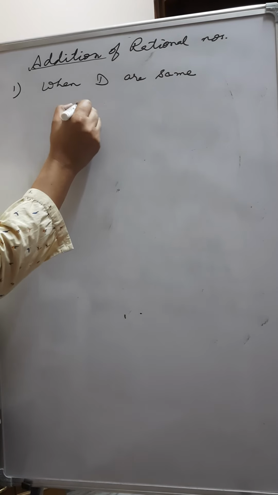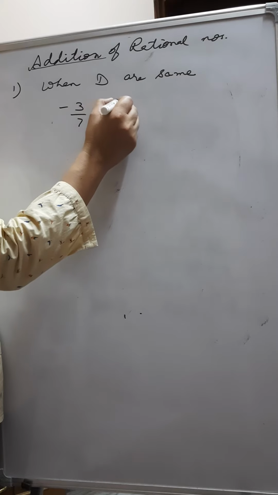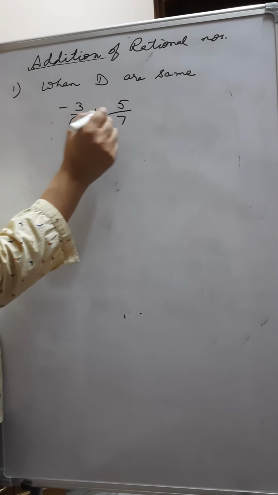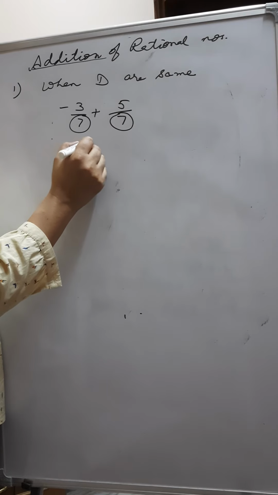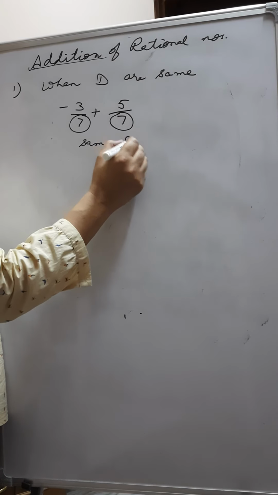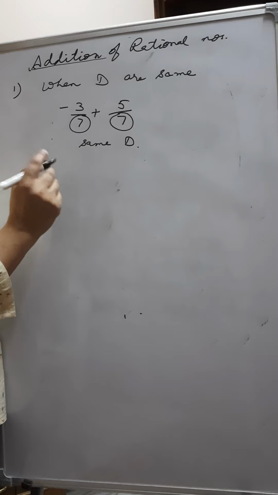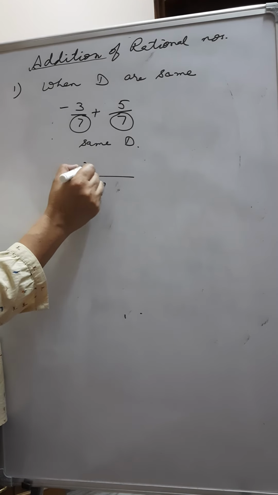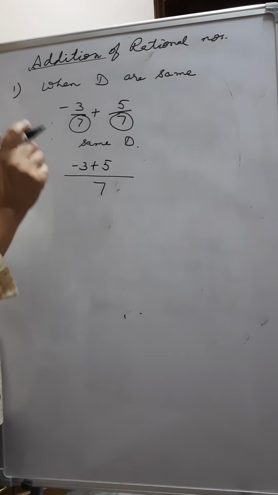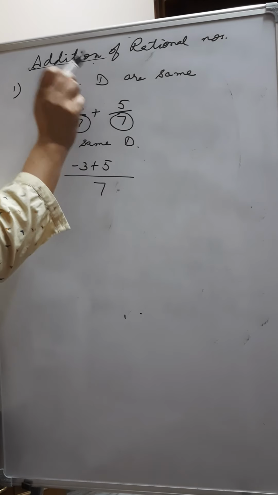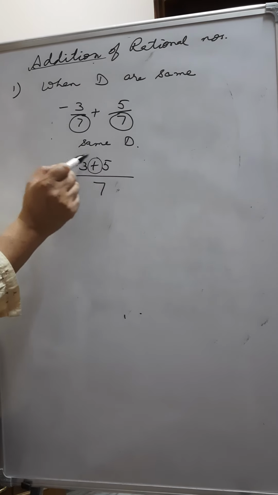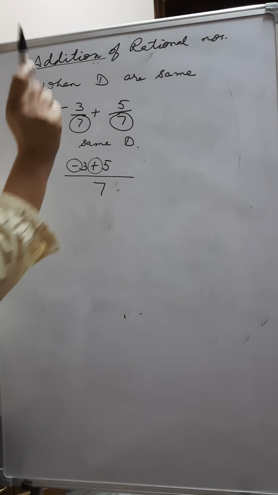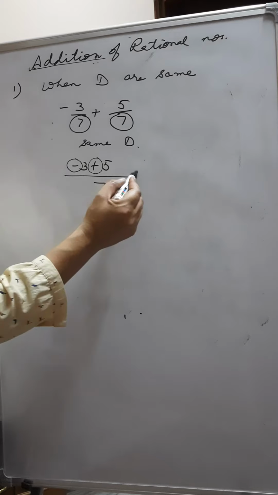It is minus 3 over 7 plus 5 over 7. The denominator is 7, the denominator is 7, so this question has the same denominator. So write down 7, and with the numerators, it is minus 3 plus 5. Although the question is about addition, you have to act according to the signs.